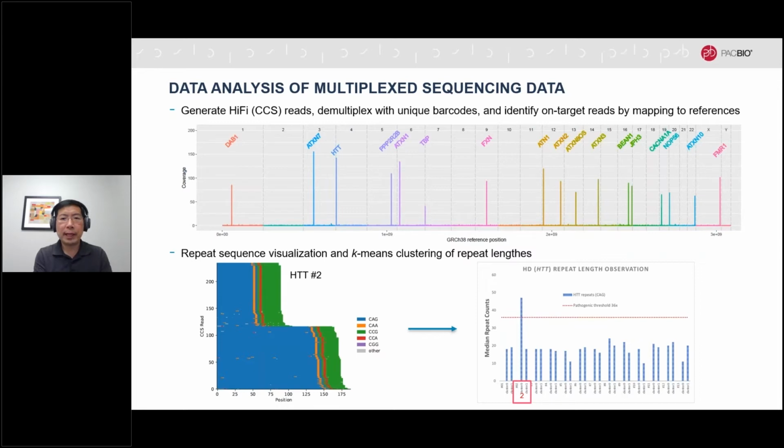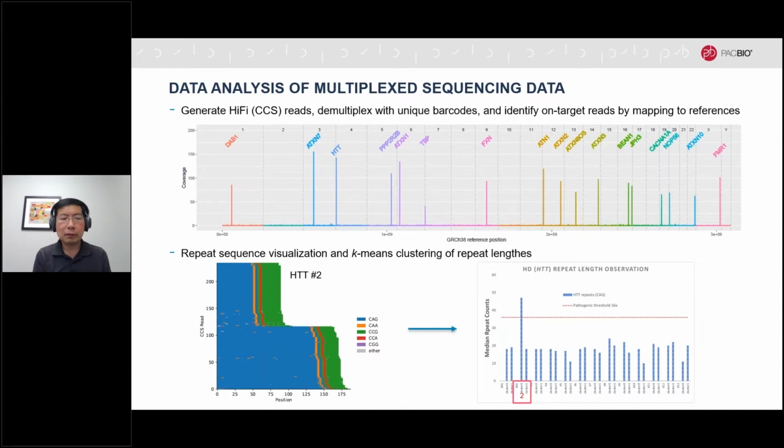After we have collected the sequencing data, we first generate circular consensus HiFi reads and demultiplex the data with unique barcodes. On-target sequencing reads were identified by mapping the data against the human reference. The coverage plot on the top of this slide shows sequencing coverage from one of the samples, with coverage on all 17 target regions.